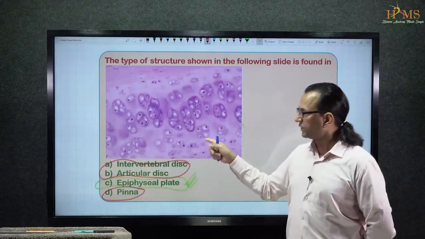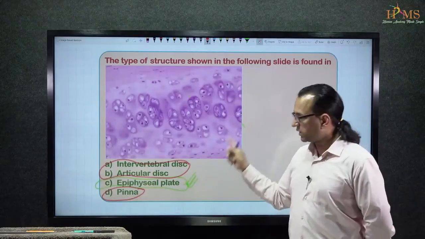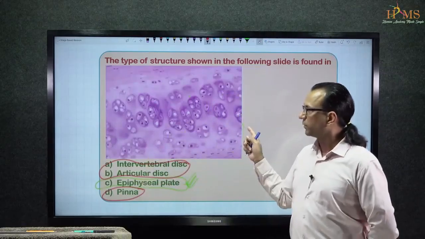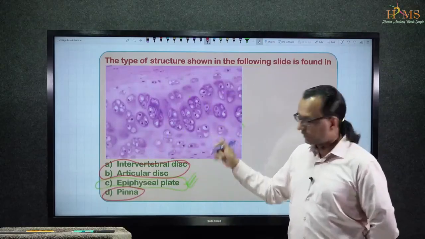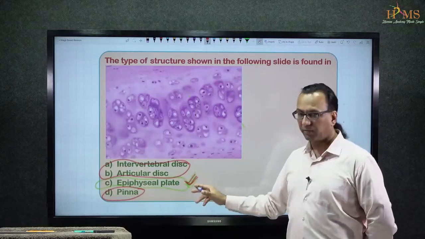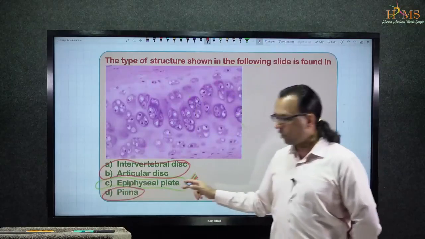This is not elastic cartilage because we don't see elastic fiber. This is not fibrocartilage because we don't see collagen fibers. And the only possible answer is it is hyaline cartilage. So hyaline cartilage at the growth plate, or choice number C should remain our answer. Epiphyseal plate or growth plate.